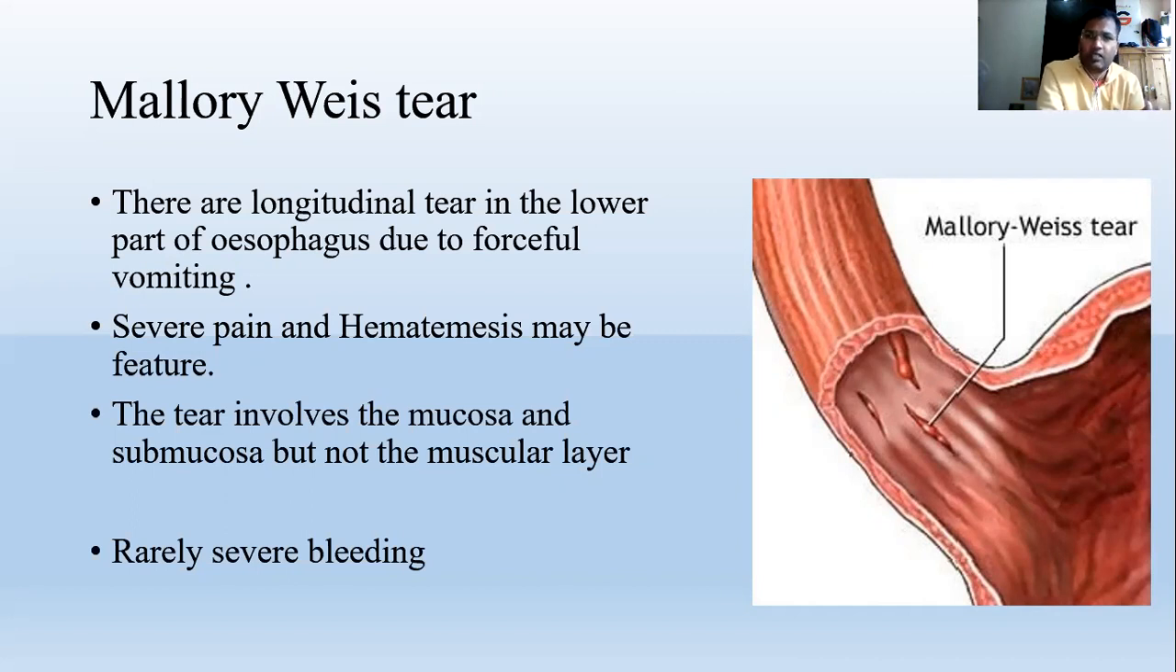Usually perforation does not happen, but there is tearing in the esophagus. Due to the tear of the mucosa, bleeding may occur, and that may come out through the mouth. That is, hematemesis may be there, and severe pain may be there. Rarely severe bleeding occurs, just a little bleeding, but the pain is very severe, and the patient must have a history of forceful vomiting.